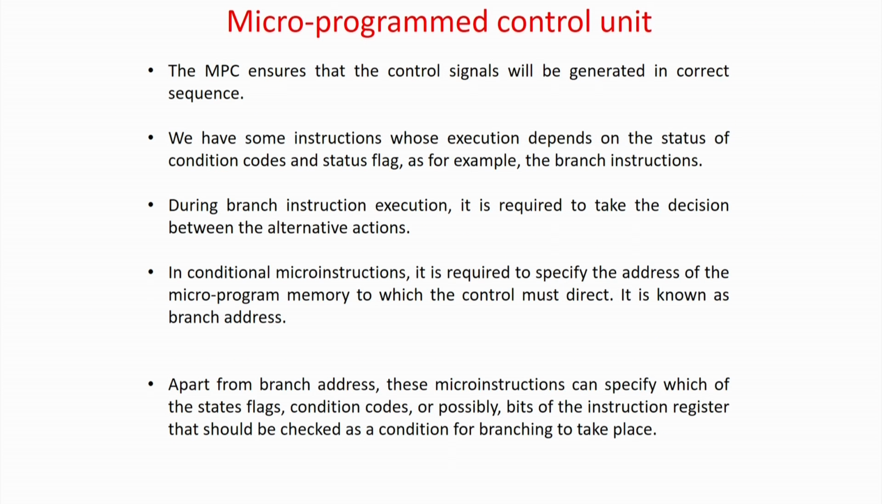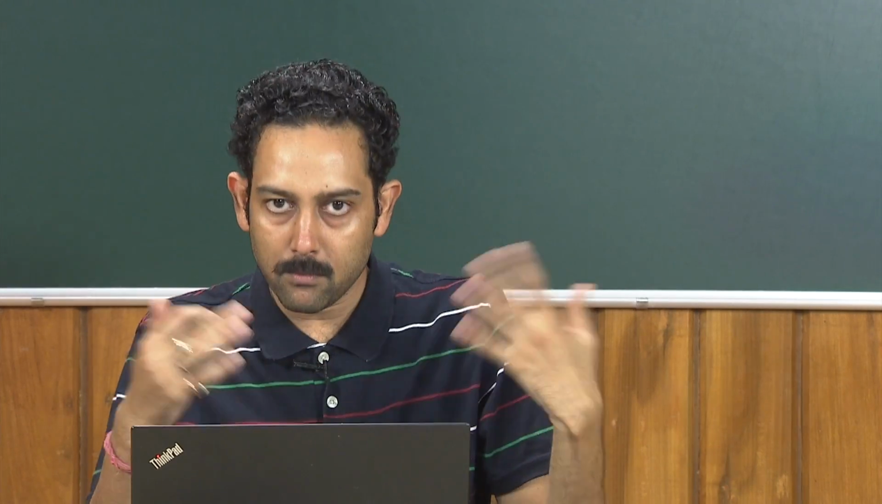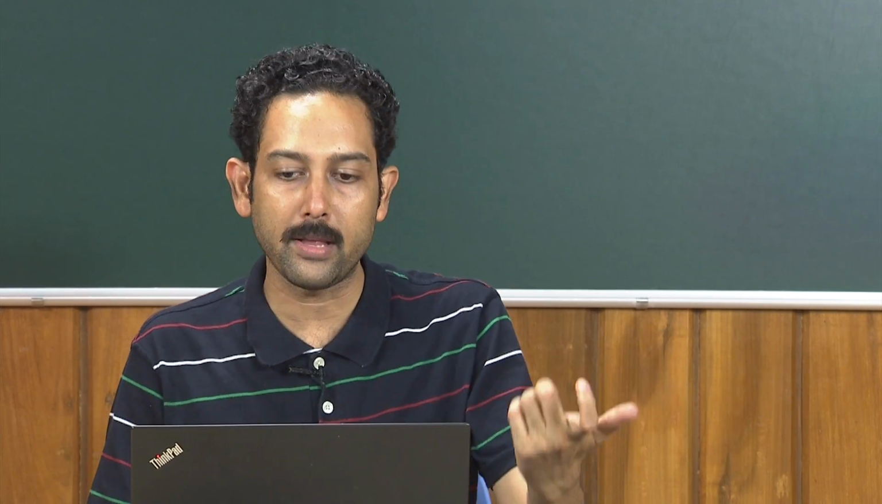So basically the microprogram control unit ensures that the signals will be generated in the correct sequence. Sequencing here is a bit tricky, because the control signals are directly encoded and put in the memory locations. So if you just take memory row 1, memory row 2, memory row 3, control signals are automatically generated as default because they are already stored in the memory.